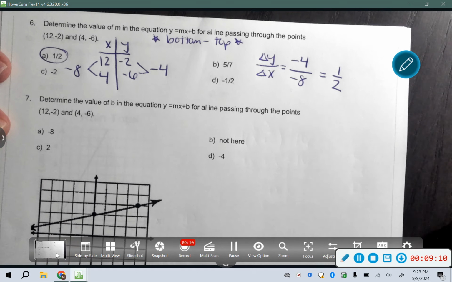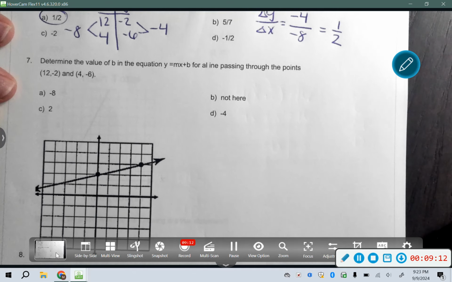Okay, so let's look at number 7. It says determine the value of b in the equation y equals mx plus b for a line passing through the points here. Okay, so this one is a good one to do in our calculator. Just like we could have done number 6 in our calculator, but I'm going to show you how to do this one in our calculator.